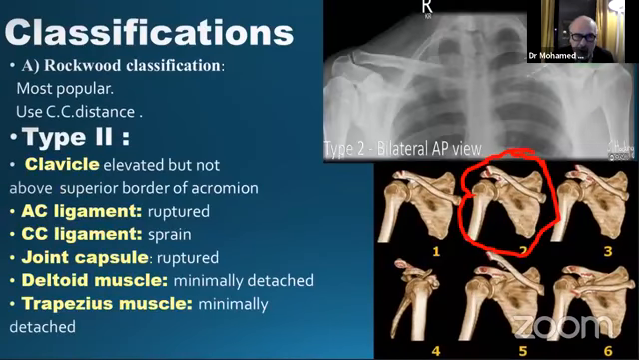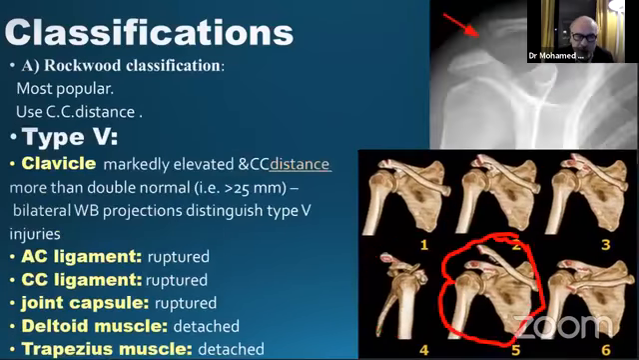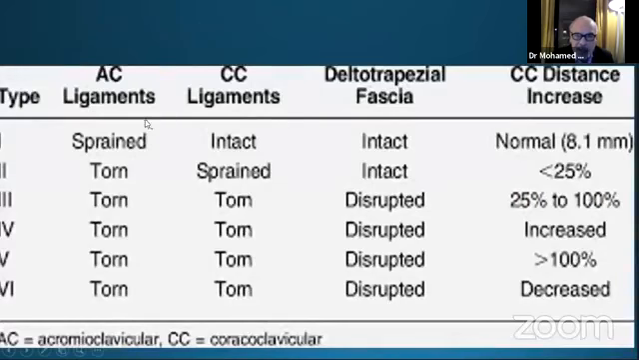I'm not going too deep. Type 1, type 2, type 3, type 4, type 5, and type 6. These are the main differences regarding the AC ligament, the CC ligament, and deltotrapezoidal fascia. As we see, from type 1 to type 3, most of the AC ligament is completely torn, the CC ligament completely torn. It is intact in type 1 and type 2. But starting from type 3, the AC, CC, deltotrapezoidal fascia, and the CC distance markedly increased.